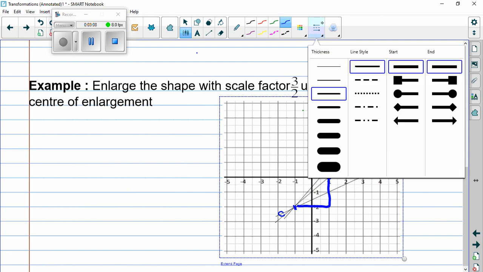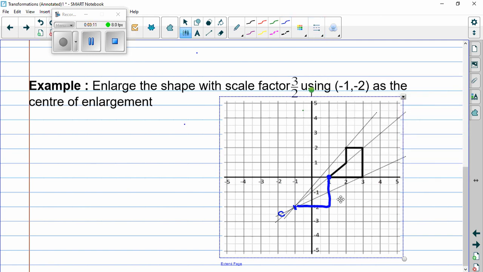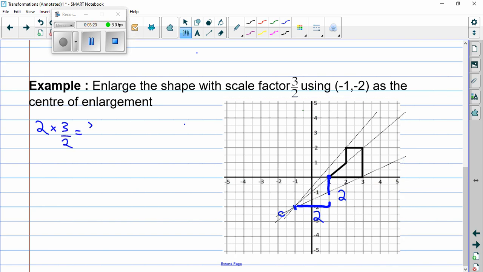Let's label them. They're both 2, so 2 up and 2 across. So 2 times our scale factor of 3/2 is going to result with 3. So that means from our center, we're going to go 3 over, 3 up. So 3 over and 3 up is going to take us right here, which lines on one of our dotted lines, which is great. Actually in line with our other vertex, which is even better.